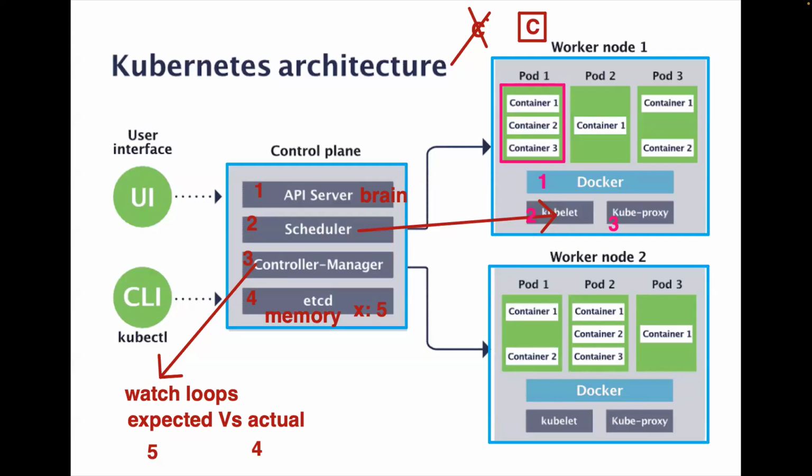Actually, I have a question. What is the use of kube-proxy? Networking: communication between the pods across different nodes, and communication between the pods and the node itself, all of that networking will be taken care of by kube-proxy.